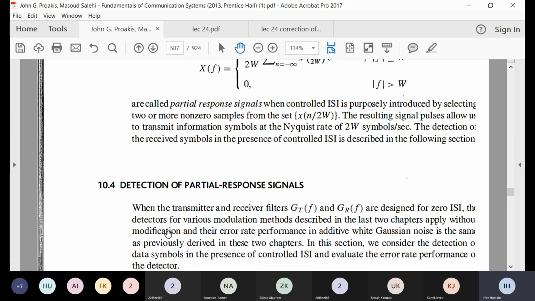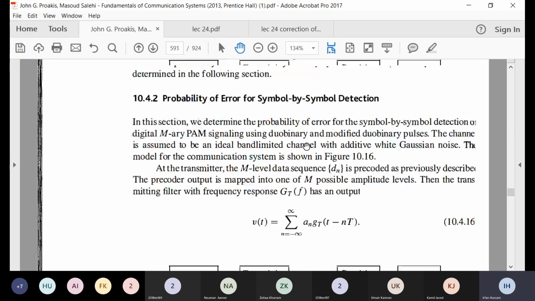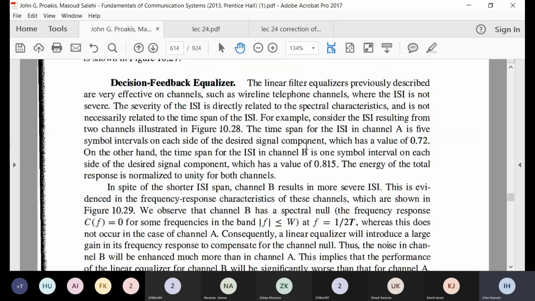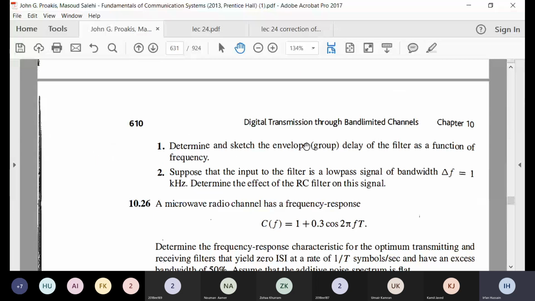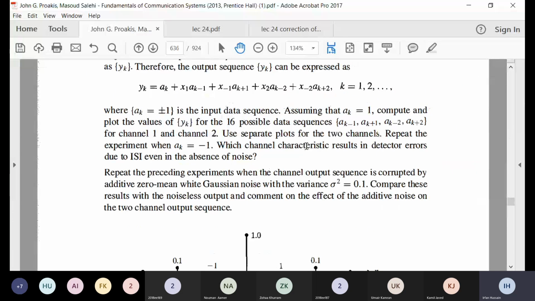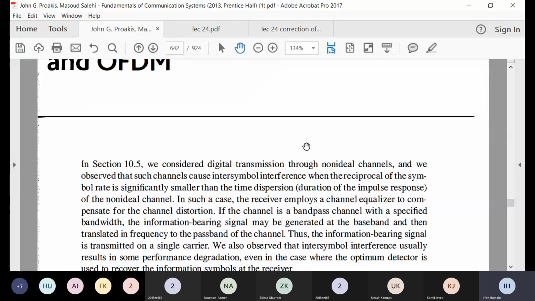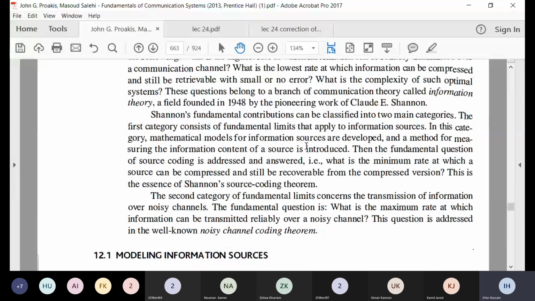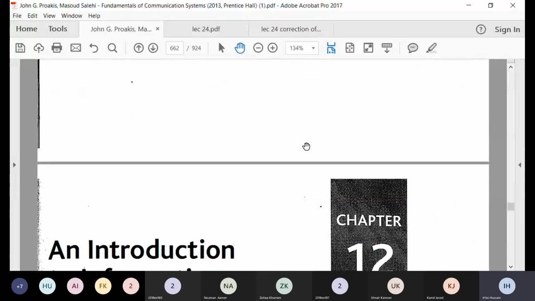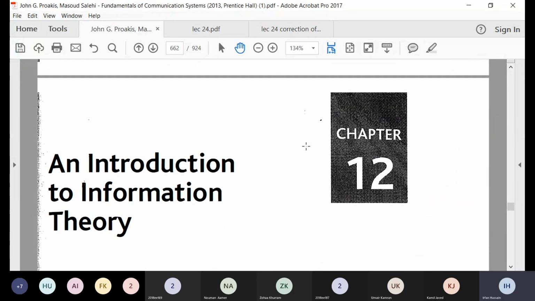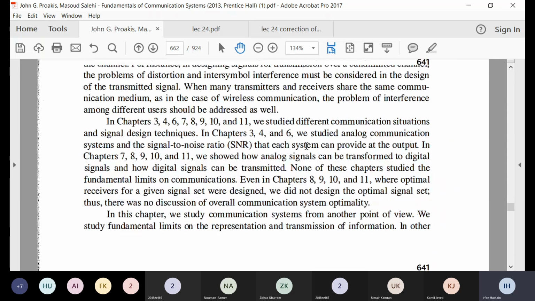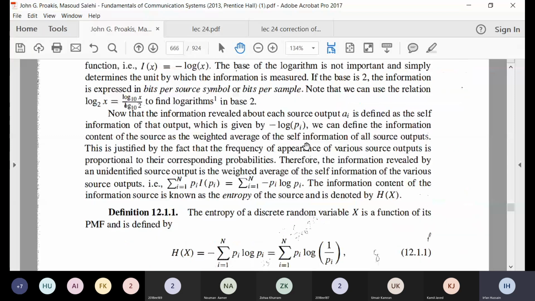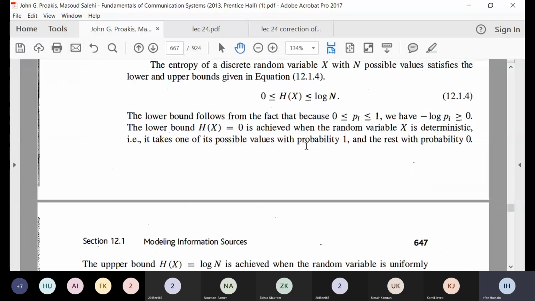Alright, so I will end this lecture, and as I have told you already, the last chapter is about capacity. So we will skip the 11th chapter and go to chapter 12, which will be the introduction to information theory. Again, it requires 2 lectures to complete, so we will try to cover as much as possible.